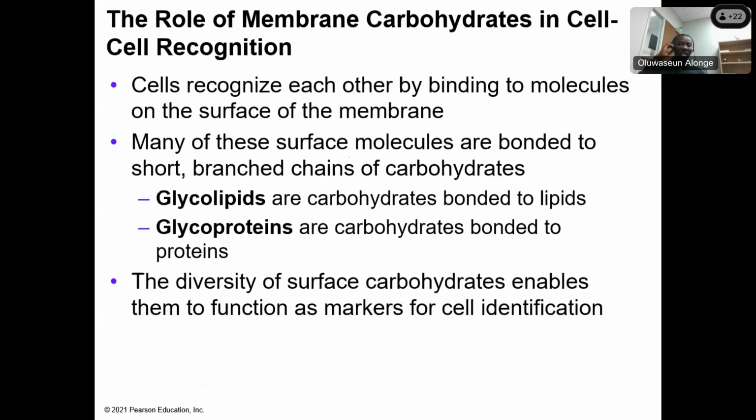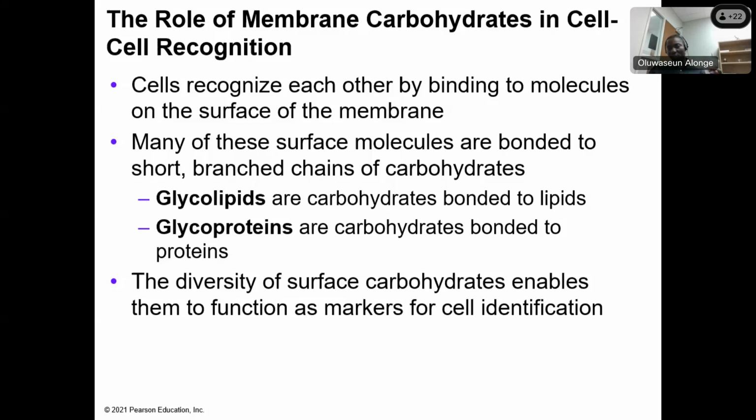All right. Now we have some carbohydrates in our cell membrane as well that are coupled with lipids. So we call them glycolipids. All right. So when some carbohydrates are bonded with lipids, we call them glycolipids. And when some are bonded to protein, we call them glycoproteins. Now, majorly, the diversity of surface carbohydrates also helps the proteins encode the cell membrane to function the way it should function.